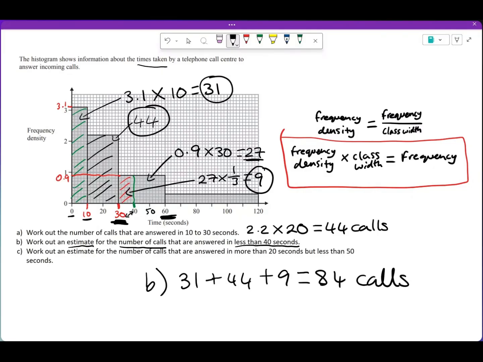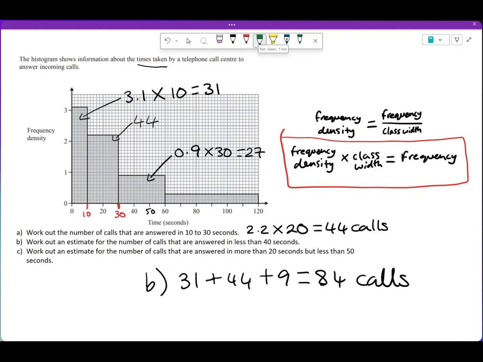Let's have a look at part C. So part C once again says work out an estimate for the number of calls, and it's those that are answered in more than 20 seconds, but less than 50 seconds. So let's go and identify 20 and 50 on my x-axis. Okay, so 20 is here, 50 is over here. So we want any calls between those two values.